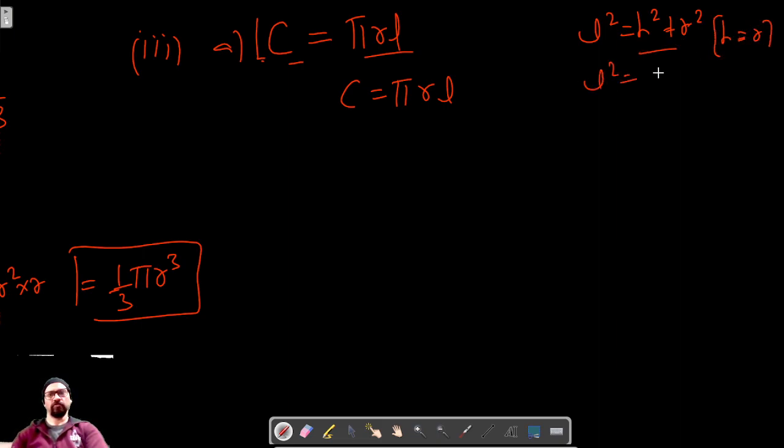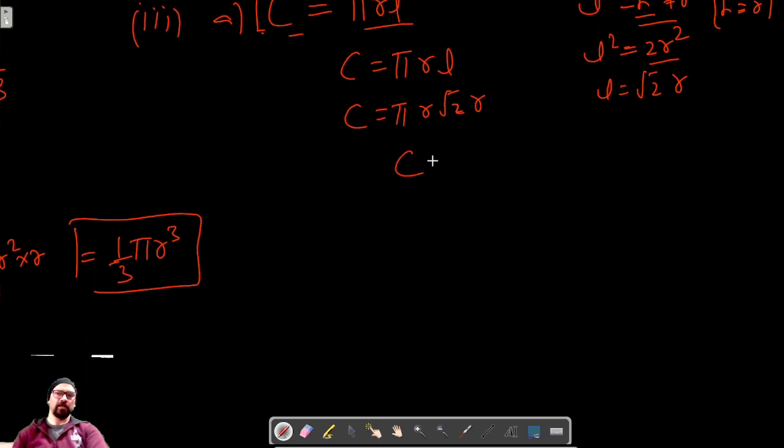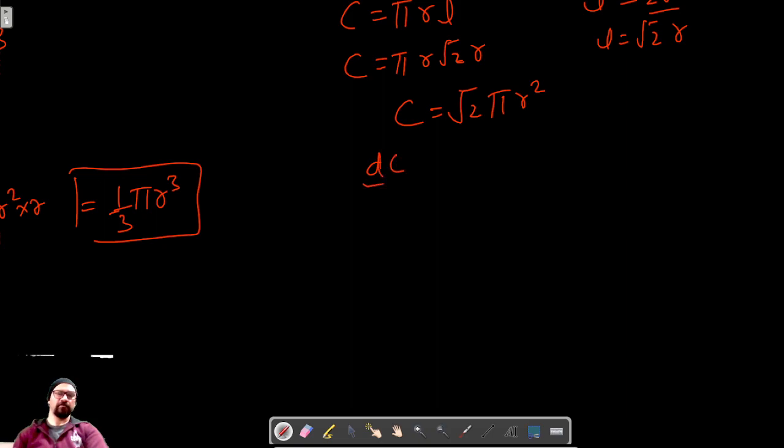So l square can be written with r square instead of h. So l square is equal to 2r square and l is equal to root 2 r. This gives me pi into r into root 2 into r, so the curved surface area is root 2 into pi into r square. Now let's find the rate at which the curved surface area is decreasing.